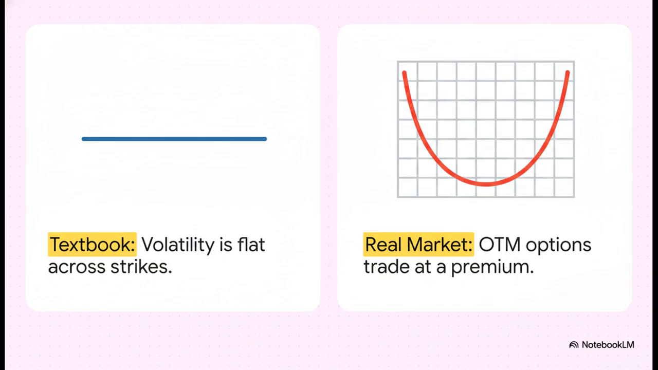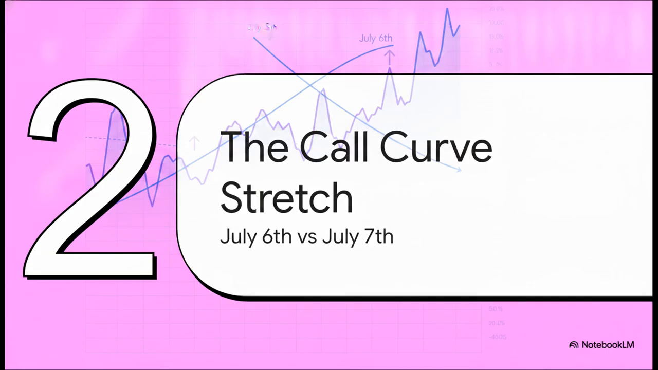What you get in the real world is a skew. Out-of-the-money options naturally trade at a volatility premium. Plotting delta against IV is just a highly clever way to see that skew directly. So the crucial point is that this out-of-the-money premium is exactly where the market hides its true feelings and its true positioning.